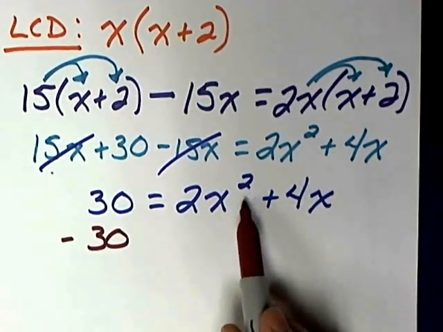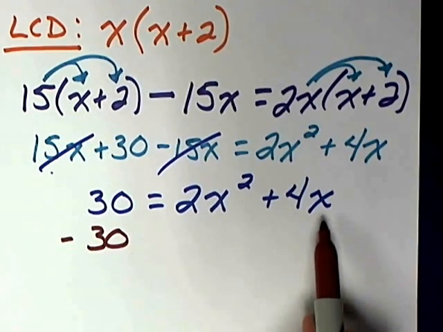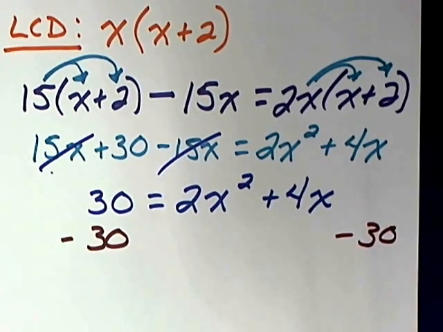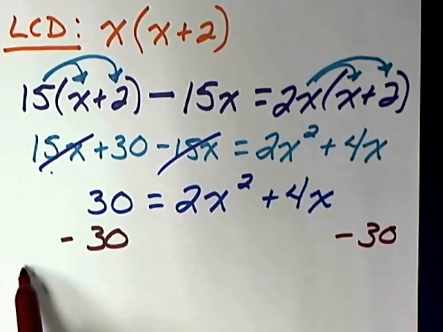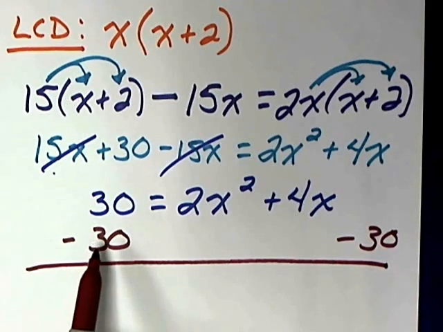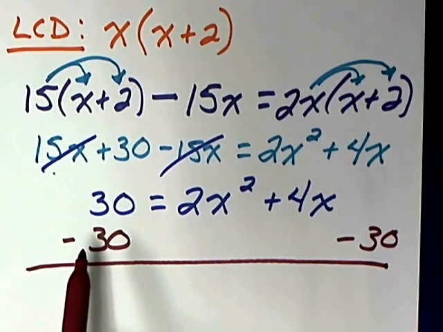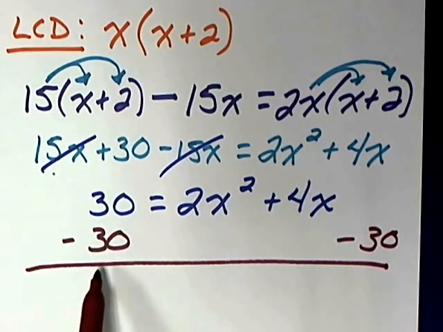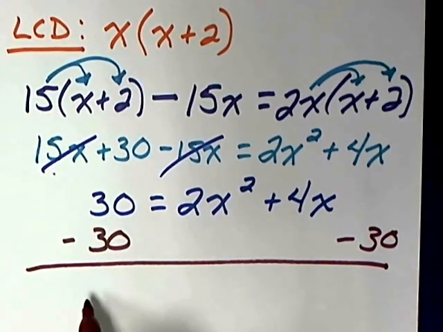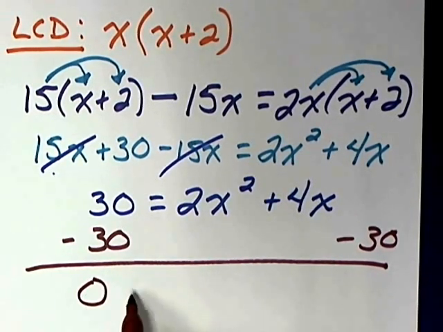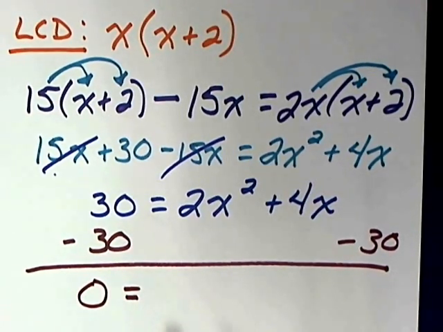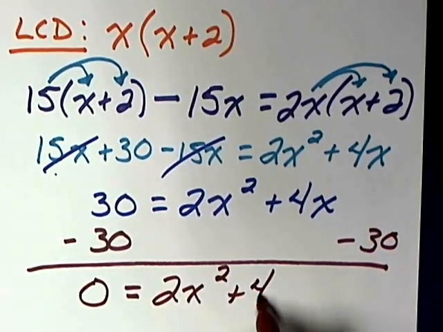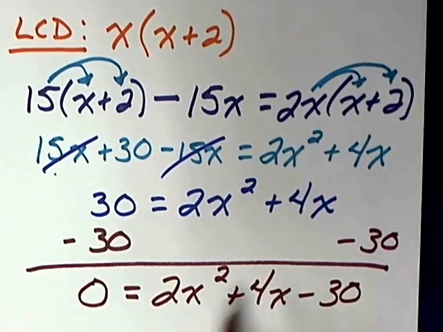Now it's not like an x squared because it doesn't have an x. It's not like an x because it doesn't have an x. So I'm just going to put it way over here to remind myself that it's not like those other terms and I cannot combine them. Now be careful. I still have two sides of an equal sign. The equation does not go away because we took away everything on one side. 30 minus 30 is the number 0. So that is the placeholder on that side of the equal sign. And on the other side I have 2x squared plus 4x minus 30.